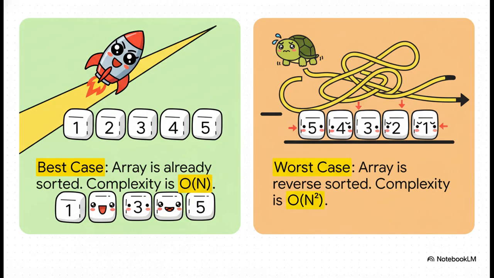In the absolute best-case scenario, the array is already sorted. The algorithm just cruises through, doing a single check for each item. We call that O(n) time. Super fast. But in the worst case, if the array is sorted in reverse, every single number has to be shifted all the way to the very beginning. The workload explodes. That's O(n) squared. And for a big list, that can get really slow, really fast.